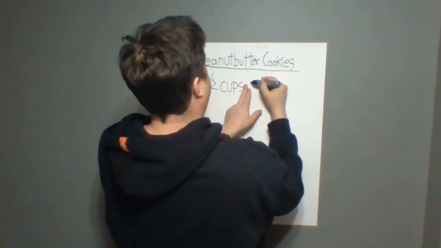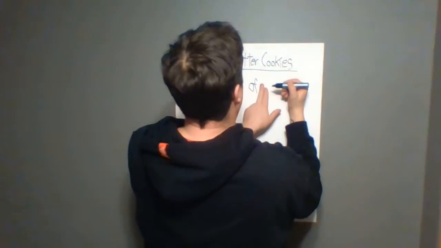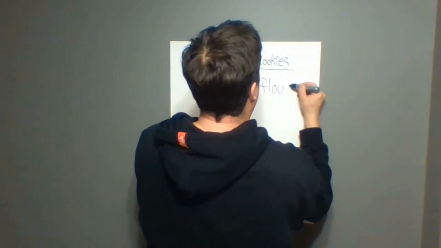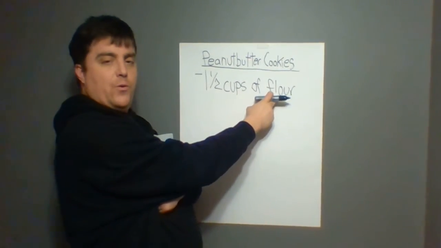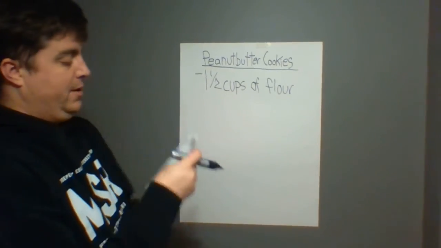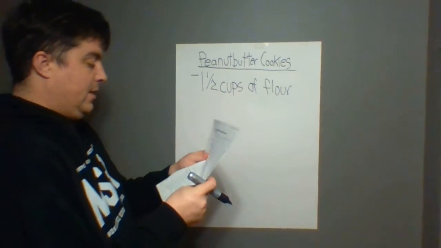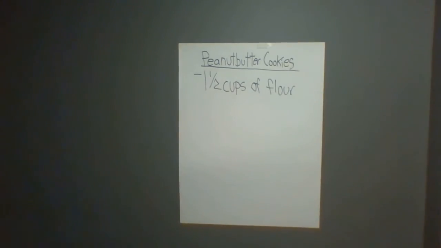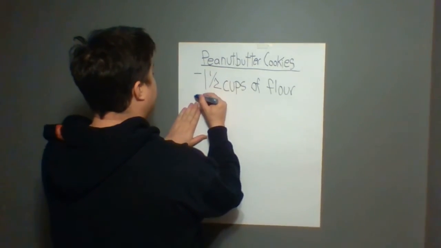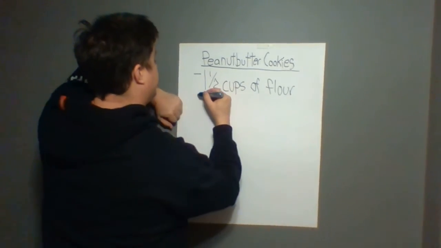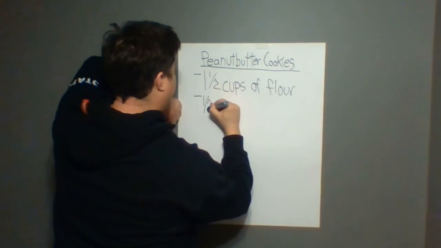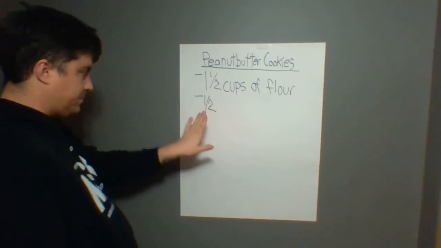Two finger spaces, then flour. This is flour as in ground up wheat, not a flour you would see at a flour shop or something to that effect. Okay, our next ingredient is 1/2 cup of butter. We're going to try to stay in line here. We're going to go down about a finger space or so, and do that 1 over 2 again to signify a half.